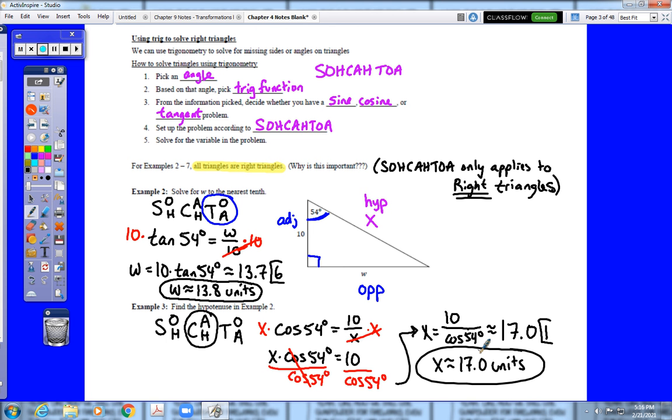Okay, so we're going to end our first video here. There are still more notes to this section, so this will continue in following videos. But this is what we do here to find missing side lengths. We set up and solve an equation based on SOHCAHTOA.